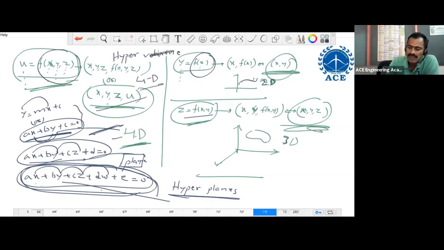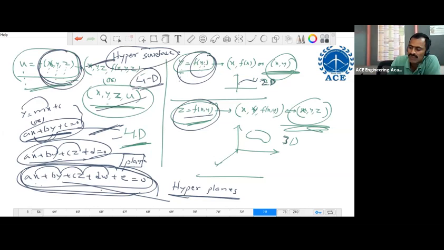Sorry, not this hypersurface. Sorry, hypersurface. We have not written the integral. This is a curve. This is a surface. From here onwards, we call them hypersurfaces. So a function of 3 variables geometrically represents a hypersurface in 4-dimensional space. A 1-variable function is a curve in 2D space, a 2-variable function is a surface in 3D space, and a 3-variable function is a hypersurface only.